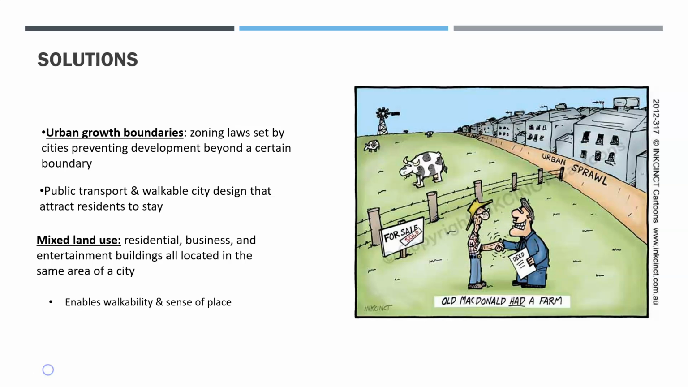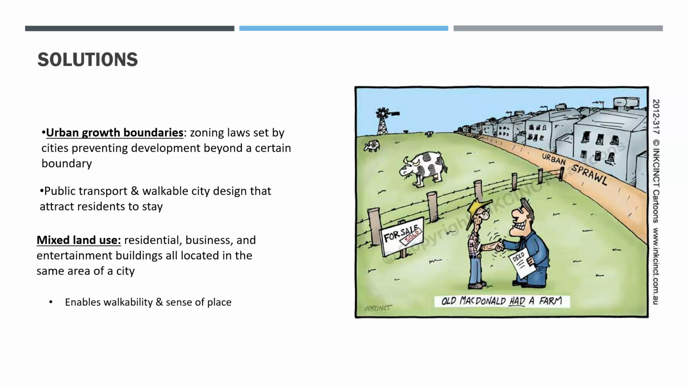So, solutions to urbanization. We can establish urban growth boundaries, which would be zoning laws set by certain cities preventing development beyond a certain boundary. Again, with urban sprawl, a problem is it's eating up our agricultural land. As we know, this is already limited, and we need that agricultural land to feed the growing population that's going to be residing in these urban areas or the suburban areas.